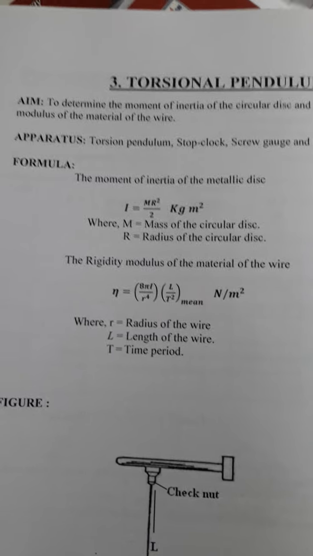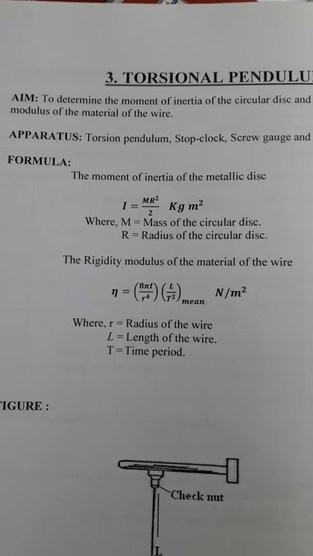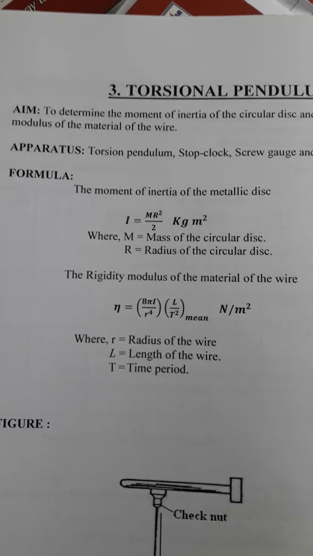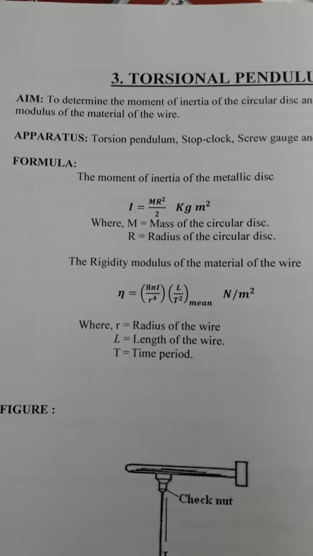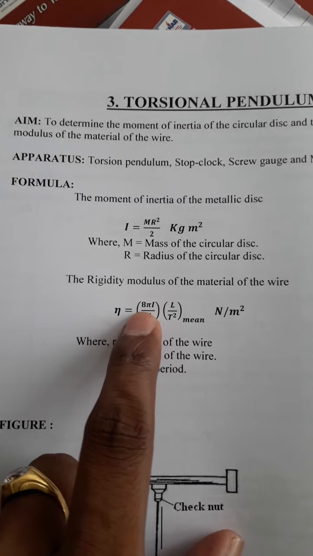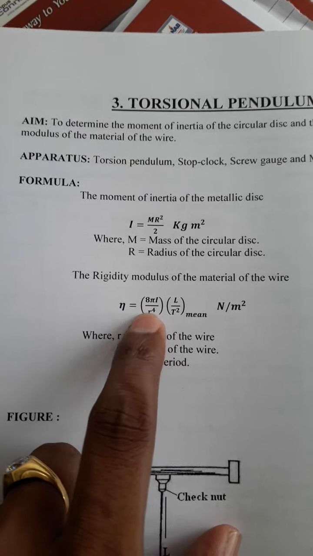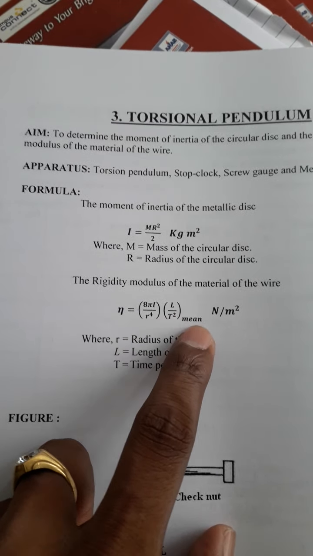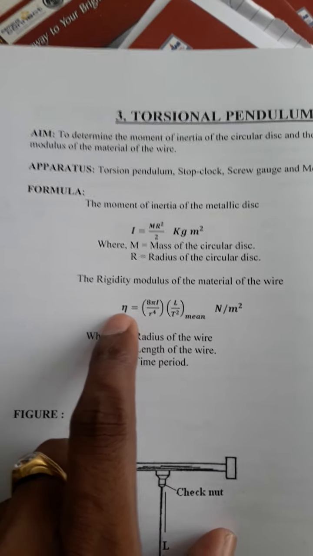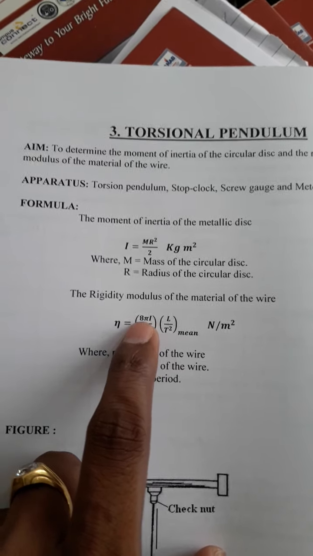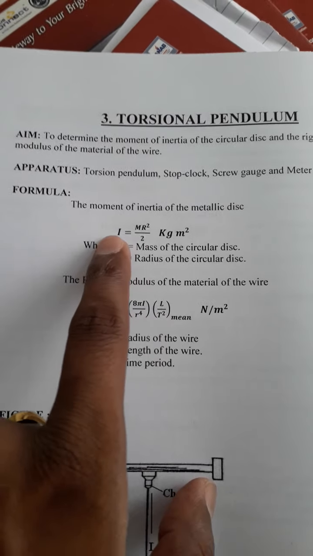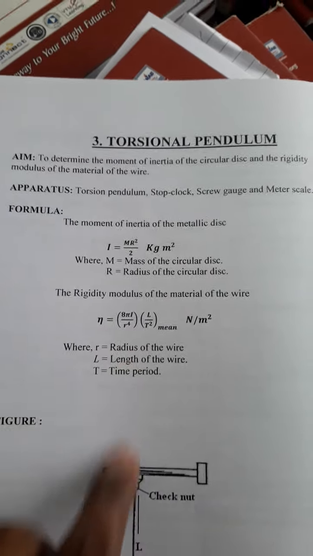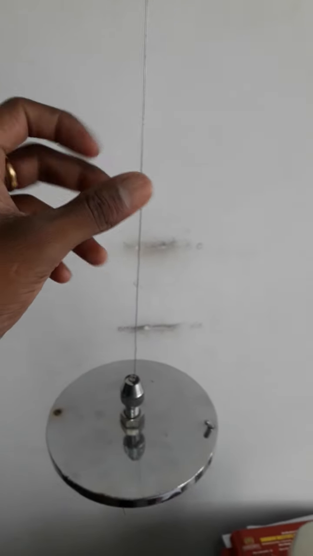Then we have a formula to calculate the rigidity modulus, eta. Eta is equal to 8 pi I divided by r to the power of 4, into L by T square. Where eta is the rigidity modulus, I is the moment of inertia of the circular disc, divided by small r, and small r is the radius of the wire.